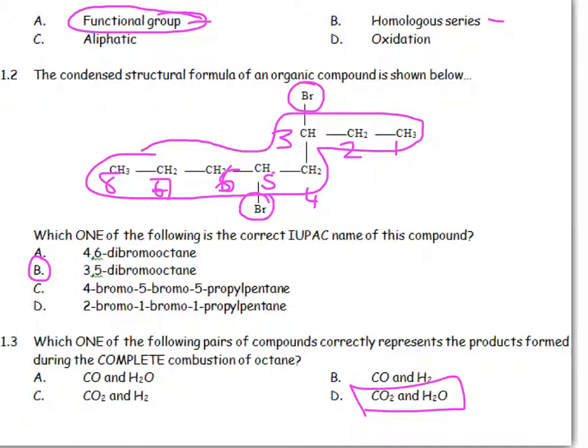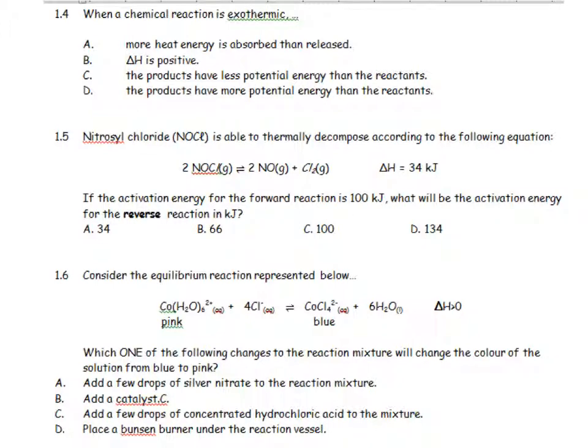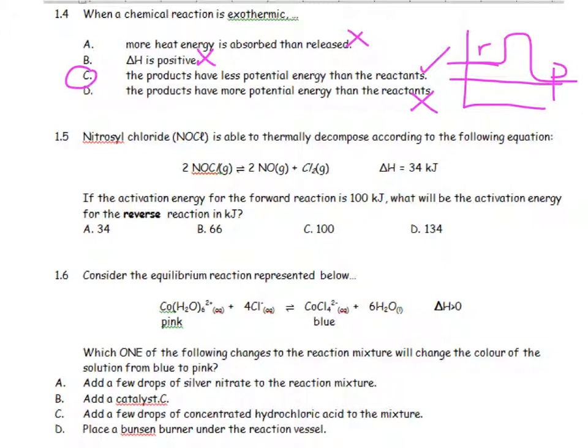When a chemical reaction is exothermic, let's just draw a quick little exothermic graph. So the products have clearly got less energy than the reactants. More heat energy is absorbed than released? No, it's exactly the opposite way around. Delta H is negative on exothermic. The products have less potential energy than the reactants, yes. The products have more potential energy than the reactants, no. So C is your correct answer.